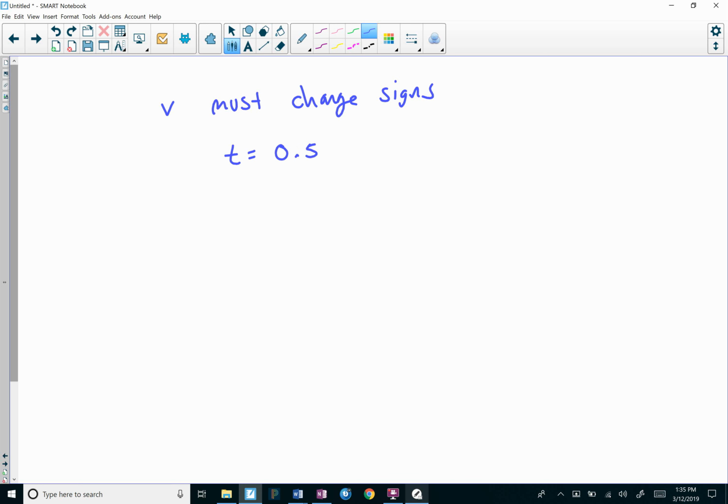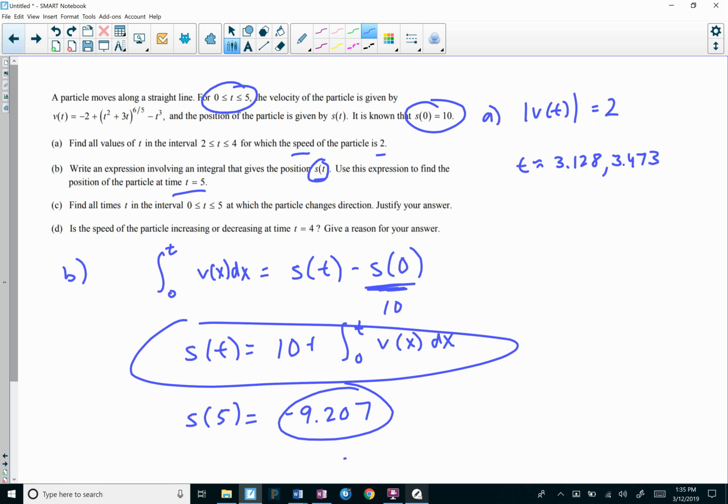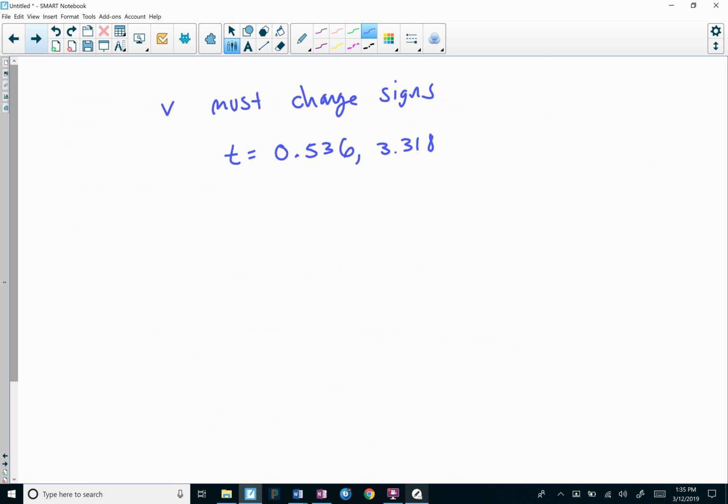It's 0.536, 3.318. So all I literally did was graph this on the window, and I used my zero command. You didn't have to do it that way. You could have done a number line and checked that it changed signs at certain values. So you could use the solve command and then number line. Doesn't really matter. But believe it or not, that was worth 3 points, which I think is pretty significant for that.